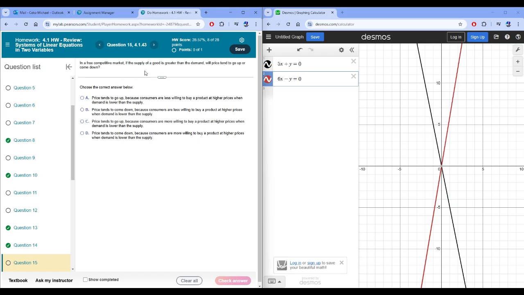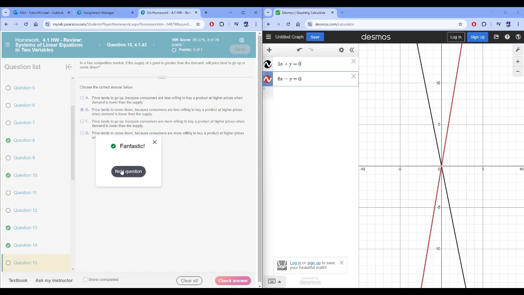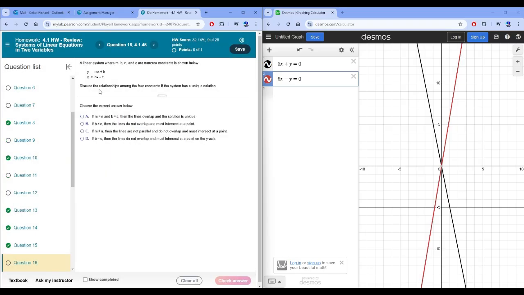In a free competitive market, if the supply of a good is greater than the demand, the price tends to go up or down. If the supply of a good is greater, the price tends to go down. Price tends to come down because consumers are less willing to buy a product at higher prices when the demand is lower than the supply. That's a definition. So these are all definitions.